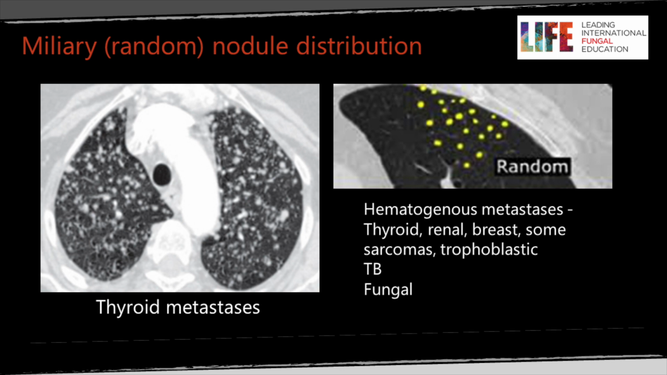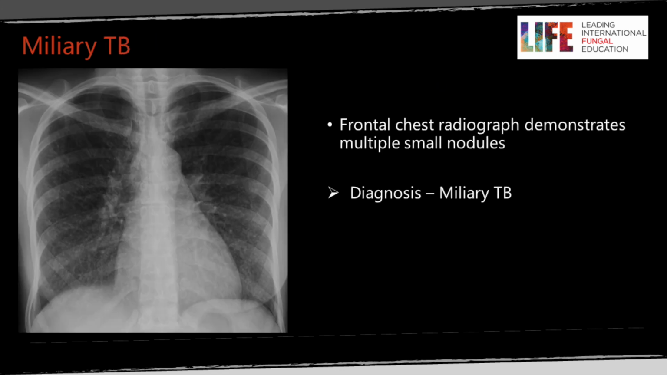Here is an example of a patient with miliary metastases, in this case due to thyroid disease, but the list on the right is very typical: thyroid, kidney, breast, sarcomas, especially osteosarcomas. Here's another example of a patient demonstrating multiple small nodules, rather poorly defined here and rather subtle. The diagnosis was miliary tuberculosis.